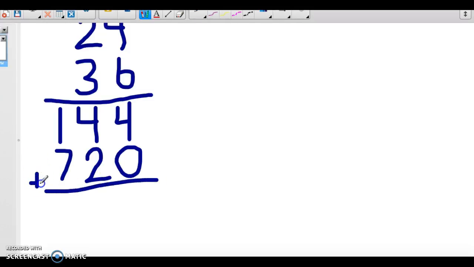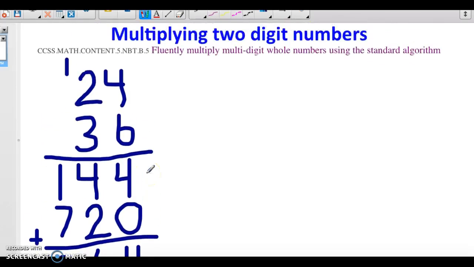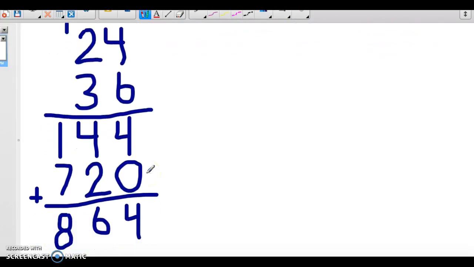Now I need to make sure I add the numbers so I can get my final answer. And these are super easy to add. I add 4 plus 0, which is a 4, 4 plus 2, which is a 6, and 7 plus 1, which is 8, to get me my final answer of 864. So this was an easy way to multiply two-digit numbers using a standard algorithm.